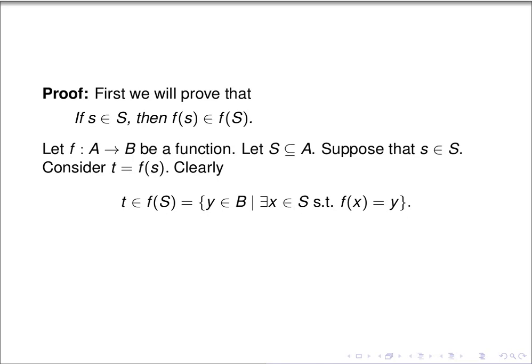Okay, the image of S under f is the set of all y in B such that there exists an x in S so that f(x) is equal to y. Okay, and clearly t satisfies that definition, namely f(s) is equal to t. All right, and so that exactly means that f(s), which is t, is an element of the image of S under f. Okay, so it really is just a restatement of the definition in a sense.